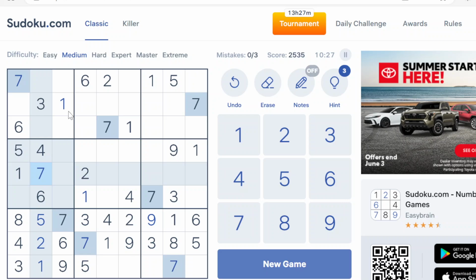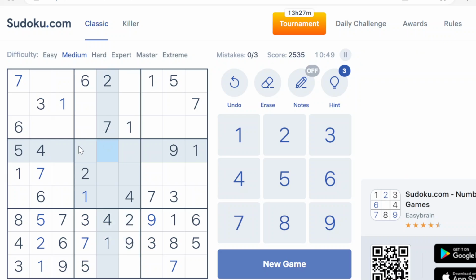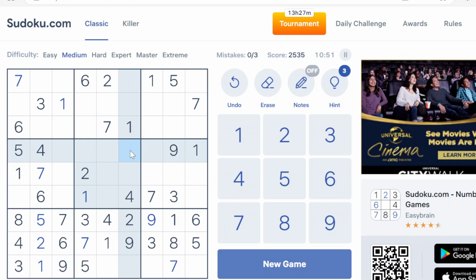Okay, let's see. Wow, okay, so we have all the sevens except for the seven in this box, I think. Yeah, and this row already has a seven. This row already has a seven. So seven has to be in one of these three boxes. But this column already has a seven, and so does this column. So this box has to have the seven. Great.